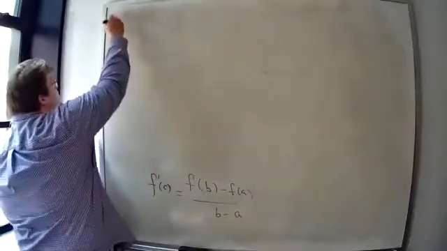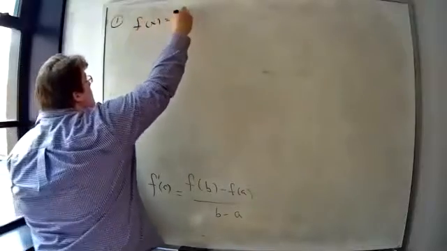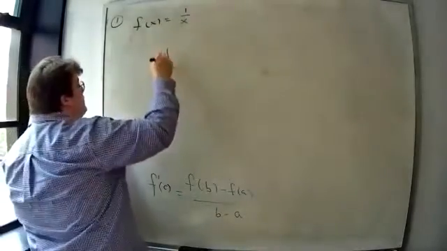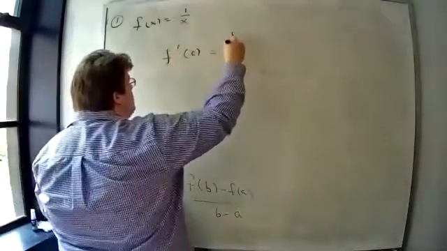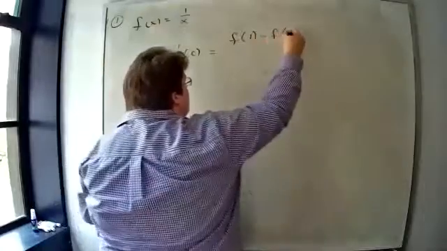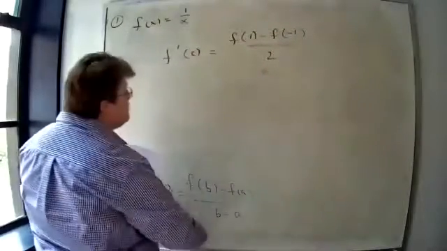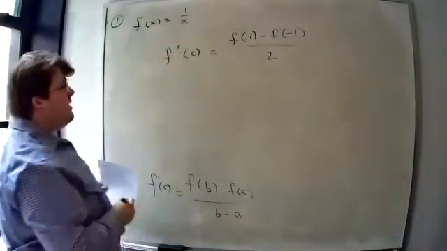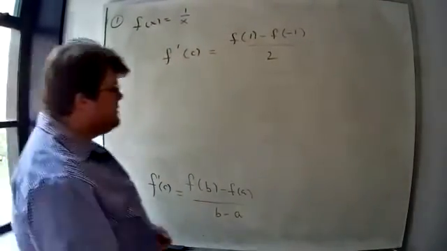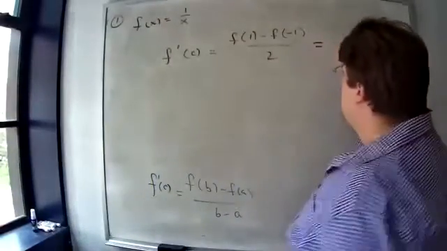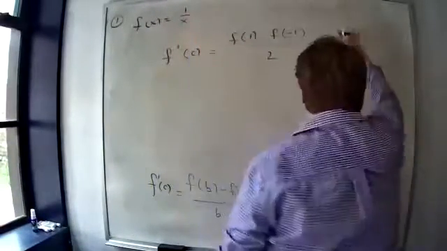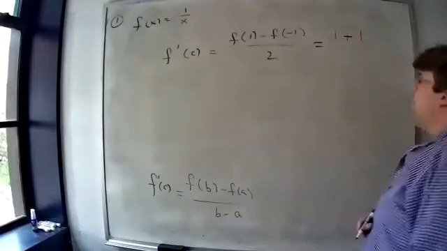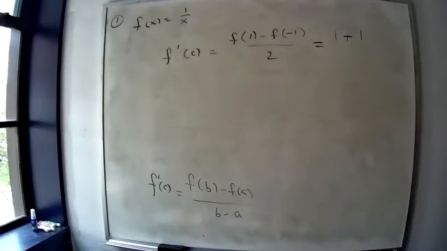Number 1, for this function, show there is no c value with f prime at c equal to f of 1 minus f of negative 1 over 2. So we're going to show that no c value satisfies this equation. What does the right side of this equation equal? Well, f of 1 is 1 over 1, which is 1. F of negative 1 is 1 over negative 1, which is negative 1. So on the top, we have 1 minus a negative 1.